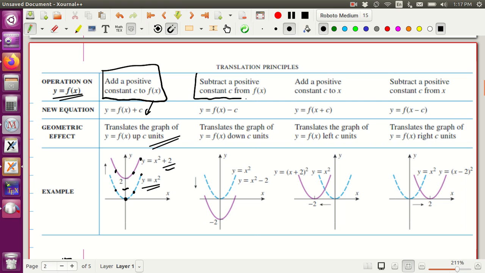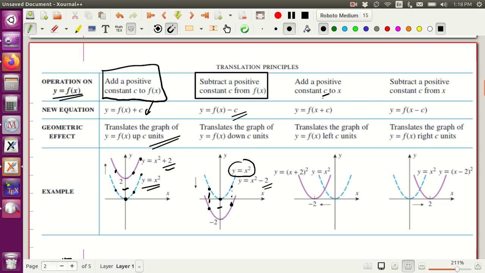If you subtract a constant from the end of the function, it will do the opposite. It will take a function and move it c units down. So if you have an original function of x squared over here, and you subtract 2 at the end, it will take this point and move the function 2 units down. It will take this point, move it 2 units down. So if you subtract c from the end, it moves your graph down.